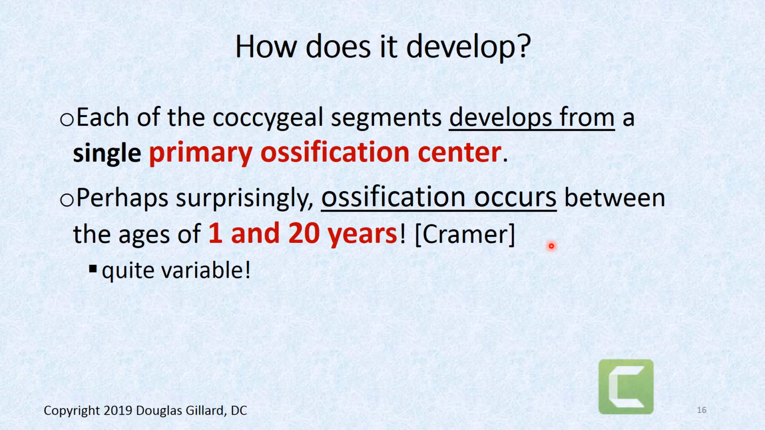How does it develop? A little embryology of the coccyx. There's only one ossification center. So most bones have 2 or so, but this one just has 1. And surprisingly, the ossification is quite variable, occurring between 1 and 20 years old. So some 15-year-olds may have a coccyx that's still made out of cartilage.